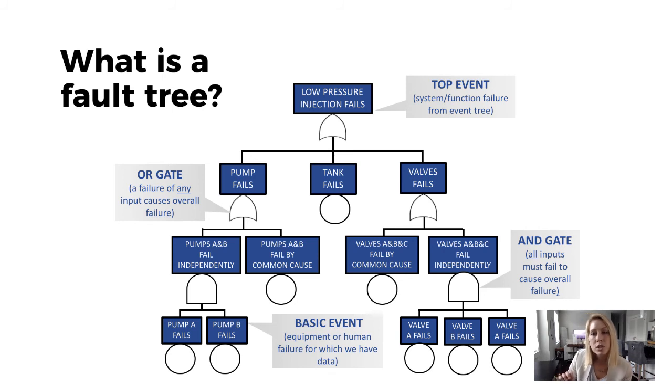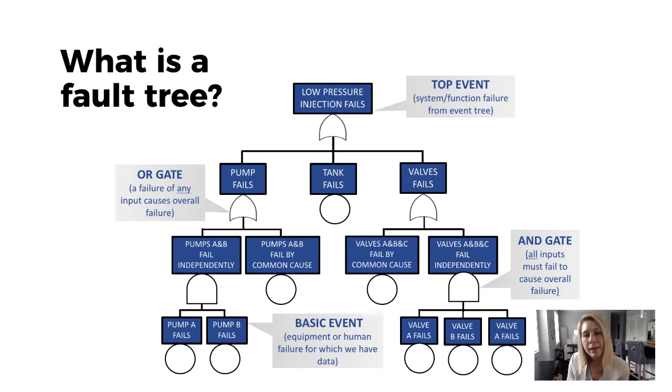The next question is, what's the probability that pump A and B fail independently of each other? Basically, what's the probability that both pump A and pump B fail? And again, this is a simple example, and we've just assumed that those probabilities are known.